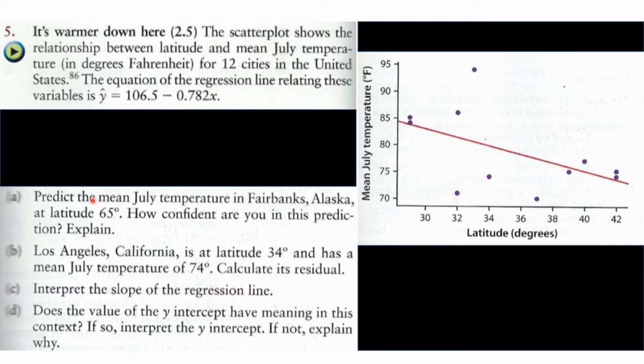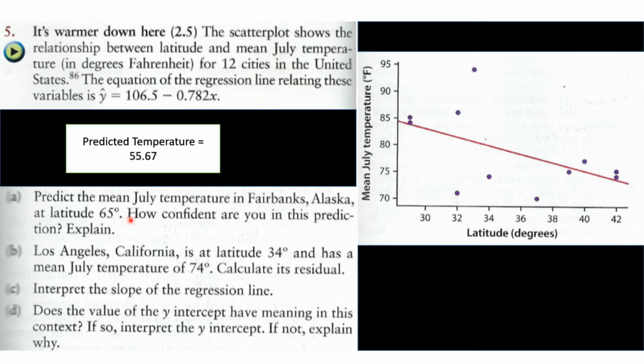All right, so let's look at A. It says predict the mean July temperature in Fairbanks, Alaska, which has a latitude of 65 degrees. That's going to be simple enough. It's just going to be 106.5 minus 0.782 times that latitude, which is 65 degrees, and that gives us a predicted July temperature of 55.67 degrees. Now the next part is critical. It says how confident are you in this prediction, and explain.